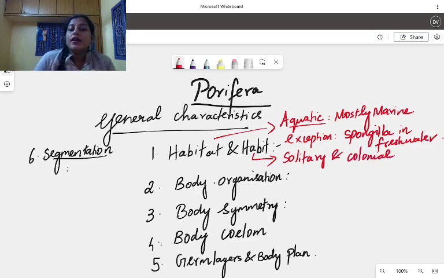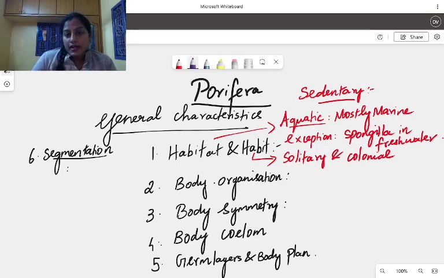And children, you have to know one main thing about poriferans. They are sedentary. Sedentary means they are non-motile, attached to some solid substratum. They are attached to a solid bottom. They won't move, so they are sedentary. That also you can add.